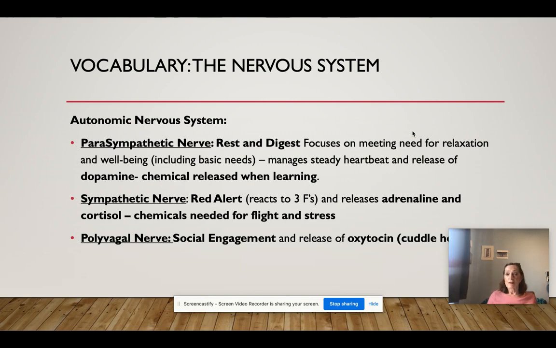Understanding the nervous system is key in understanding the brain. So the first is the autonomic nervous system, which includes the parasympathetic nerve, the sympathetic nerve, and the polyvagal nerve.